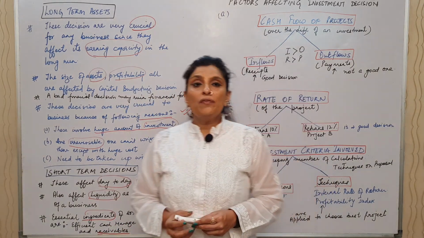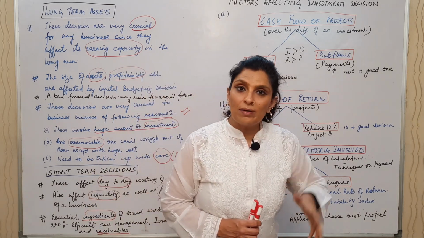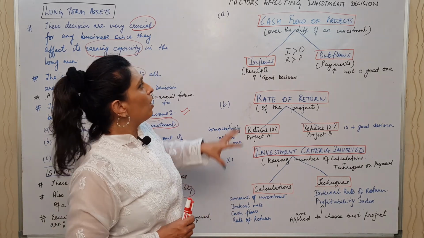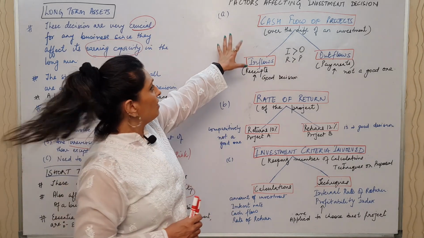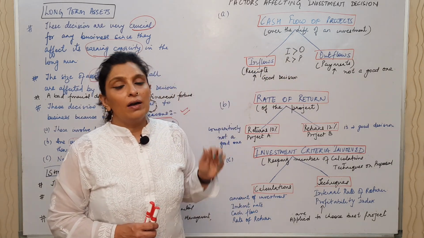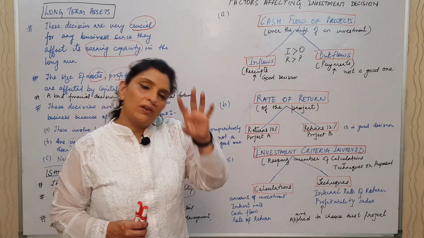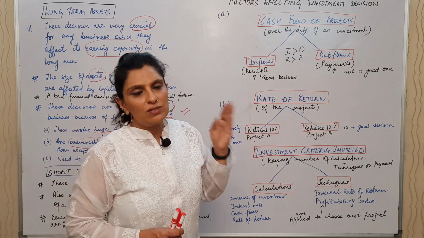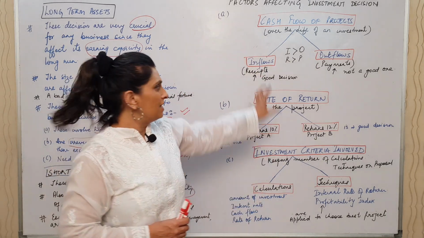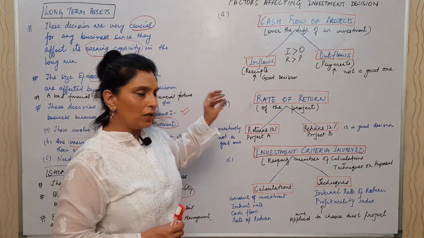Now, once we finish with the topic of long-term assets, we're going to come to the topic of factors affecting investment decision. What are the factors which actually affect the investment decision? How do you take the investment decision? Why do long-term assets and short-term assets really make a difference? And what are the factors which could actually affect it? So for the first factor, I made a flow chart here. It's easier to learn and remember the particular topic.